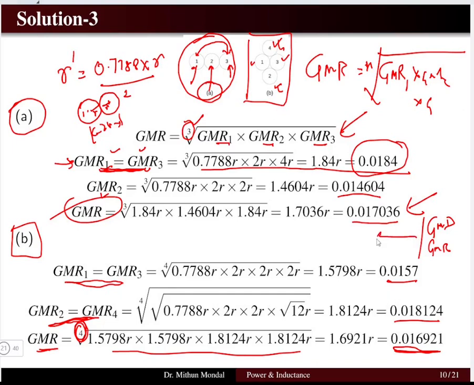We should know how to calculate the GMD and GMR, that is geometric mean distance and geometric mean radius, because these will be helpful in calculating the value of the inductance L, which will be useful in calculating the value of XL, that is the inductive reactance of the line. We will see it in the coming problem.